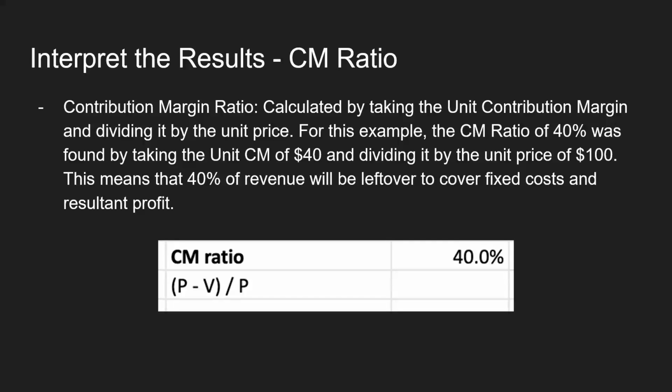Contribution margin ratio is calculated by taking the unit CM that we previously found and dividing it by the unit price. In our case, we used our $40 unit CM and divided it by our $100 unit price.